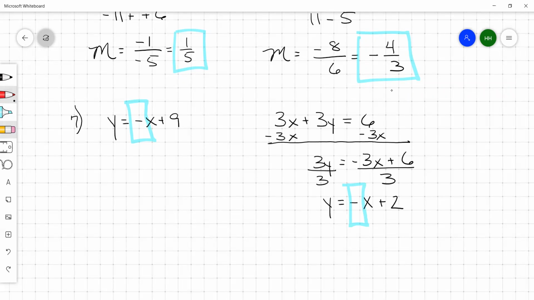And the question is, are the lines perpendicular? No. No, they are parallel. All right, so that's the first 7 problems on the study guide, which are multiple choice. And then there's some short answer questions.